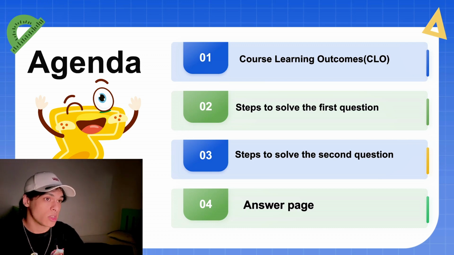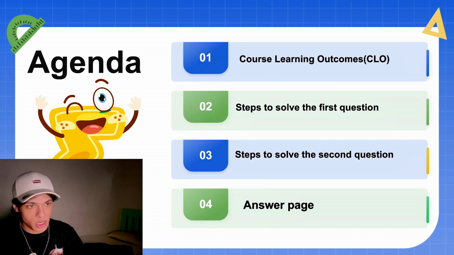In these slides, we're going to start with explaining the course learning outcomes, which is the CLO, and then we're going to dive into the steps to solve the first equation that we have introduced in our assignment. Next, we're going to show the steps for the second equation in our assignment. And at the last page, we're going to show the answers for the questions.